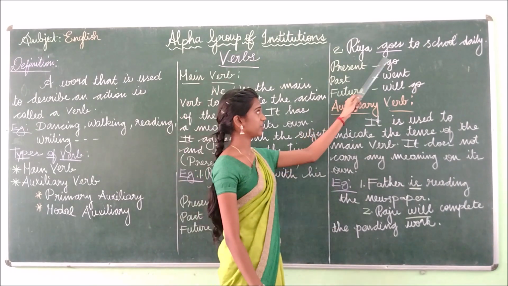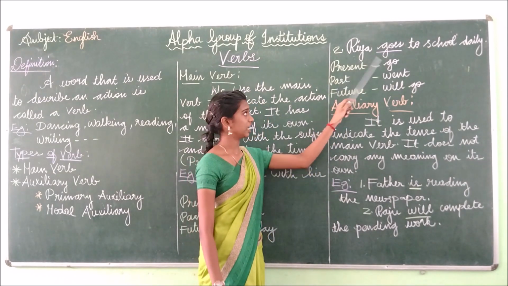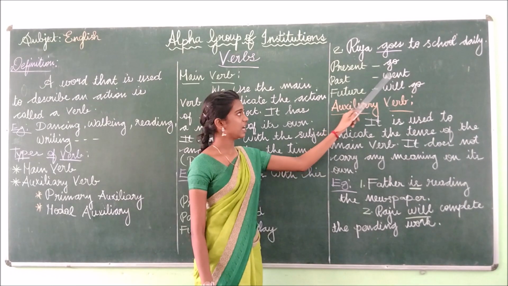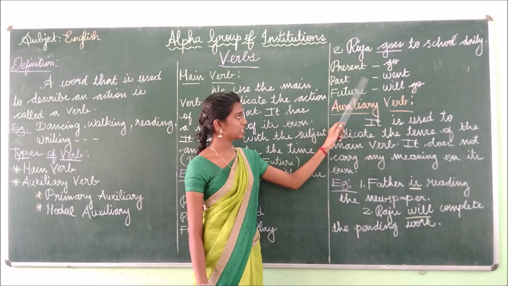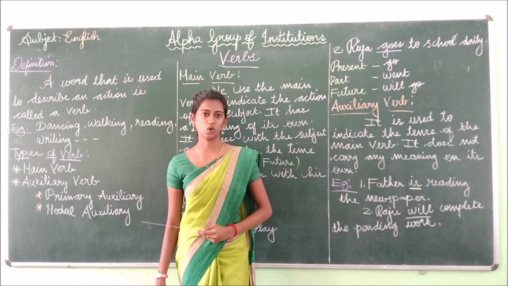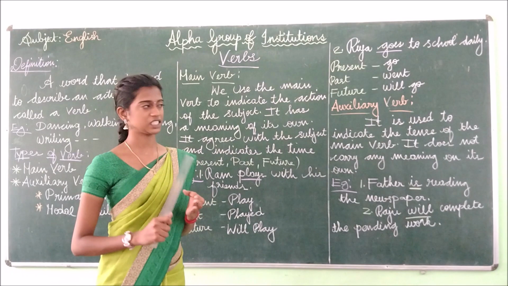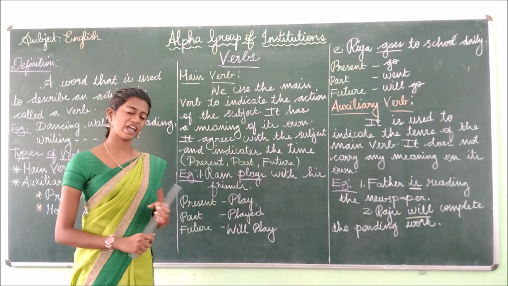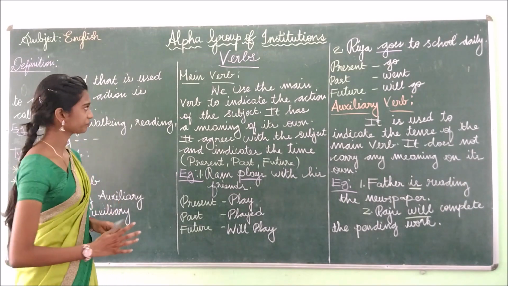And this main verb has three tenses: present, past, and future. Go comes under the present tense, the past tense of go is went, and the future is will go. So it agrees with the three tenses: present tense, past tense, and future tense. Okay, have you understood the main verb, students? Shall we recall it once again?